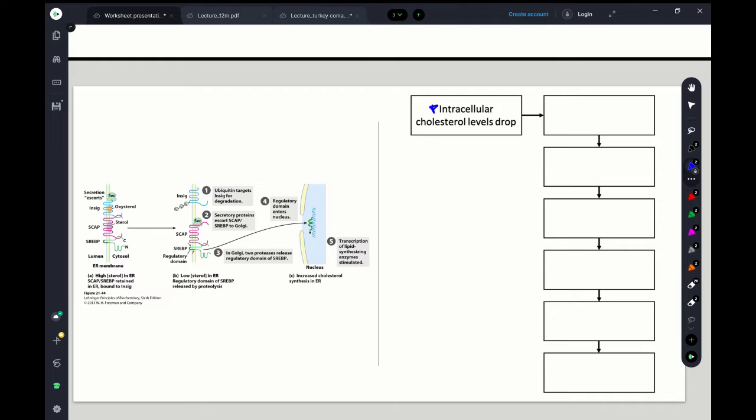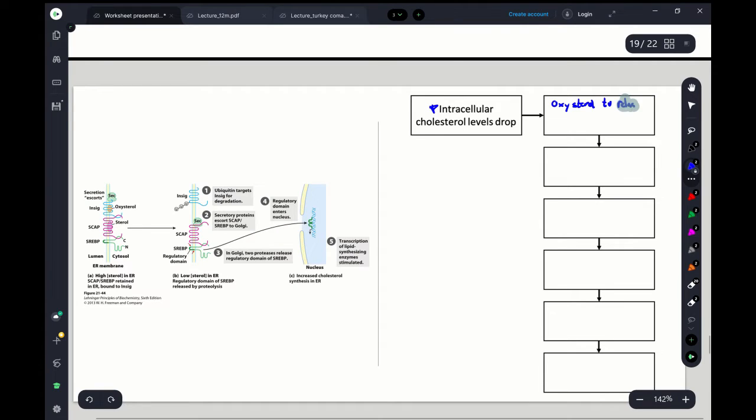Intracellular cholesterol levels drop. Okay, that is the initiator event here. And what that's going to do is allow oxysterol, so I'm just going to put this here and then I'll refer over to our figure. Oxysterols, okay, to release. I'm running out of room here. Let me release, and it would be NSIG and SCAP. Okay, so that's the very first thing that's going to happen.